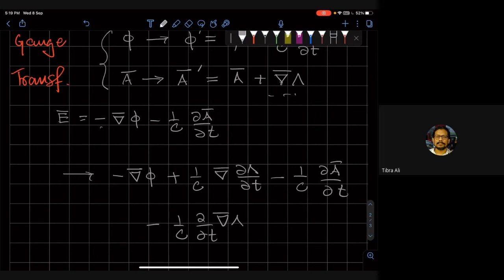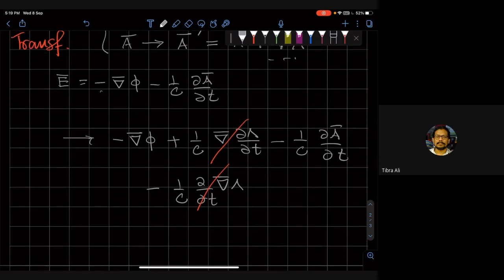Now, if lambda is a nice enough function, then the time derivative and the space derivative should commute. And therefore, we see that this term will cancel this term. And thus, we see that under a gauge transformation, E does not change. Okay?